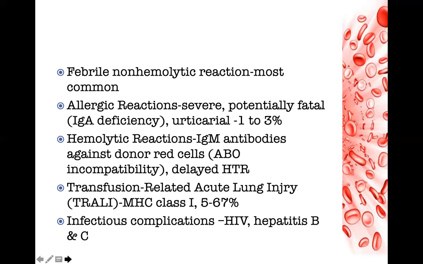Then we also have what we call our TTIs, or the transfusion transmitted infections. These are infections that we could get from transfusion. That is why we are very careful in screening for possible infections that can be transmitted by transfusion. So this would involve HIV, hepatitis B and C, as well as malaria.